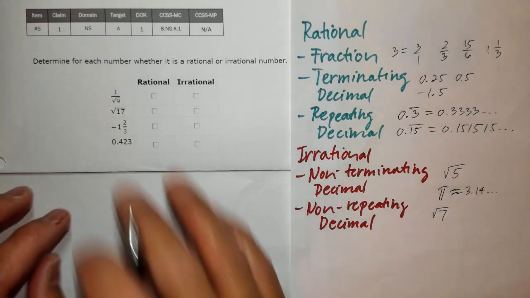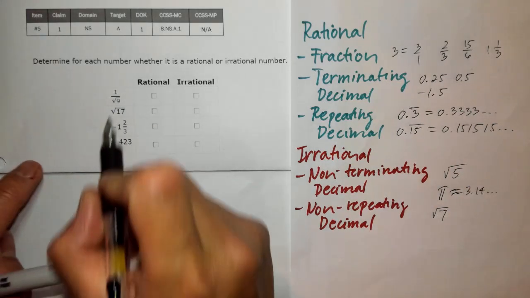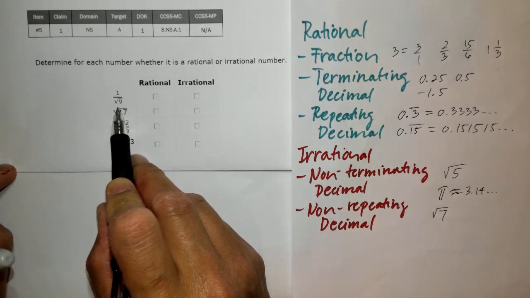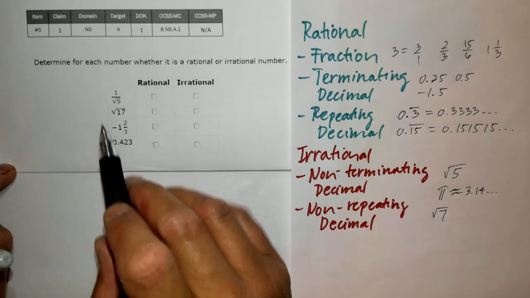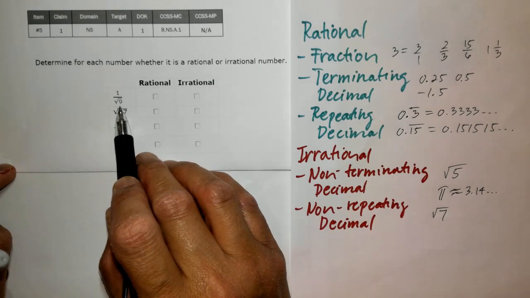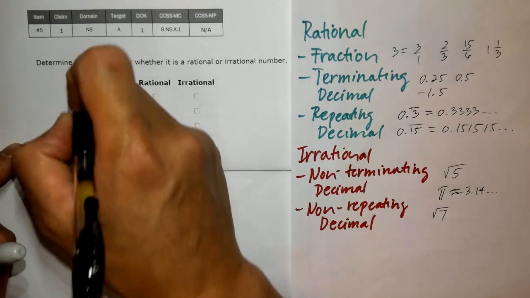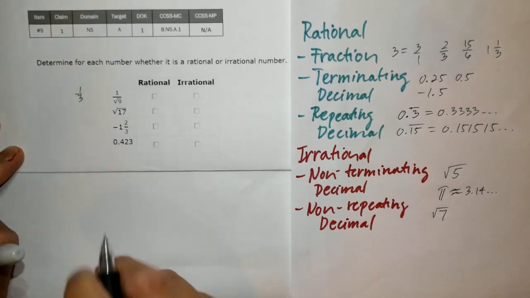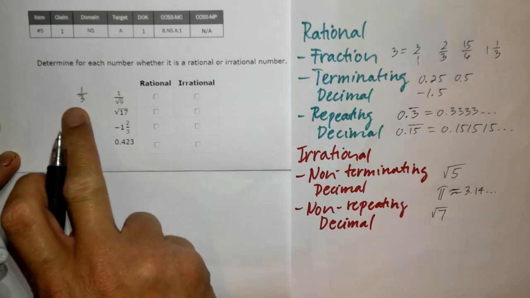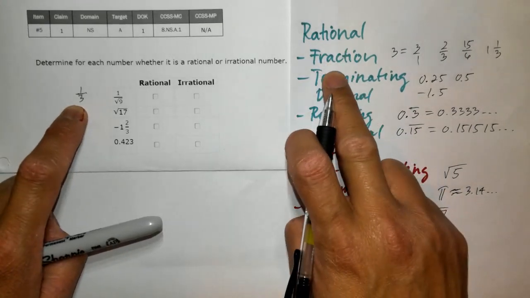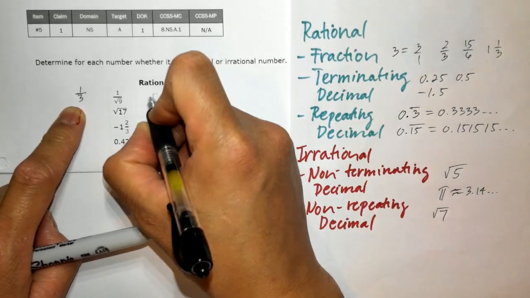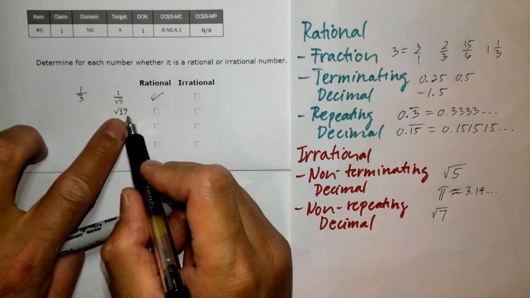So now let's answer the problem. 1 over the square root of 9. Now the square root of 9 is a perfect square. The square root of 9 is equal to 3. So this one is also equal to 1 over 3. Now 1/3 is a rational number because this one is a fraction. So rational number.